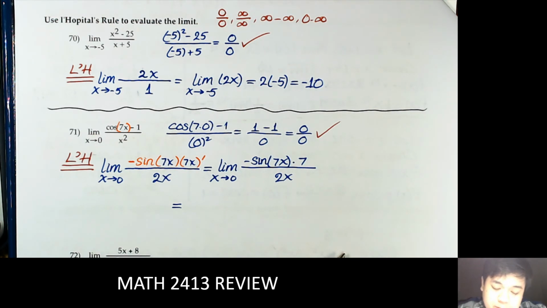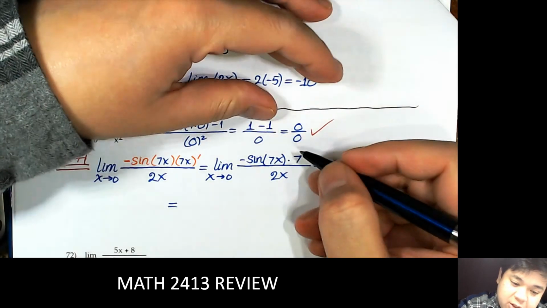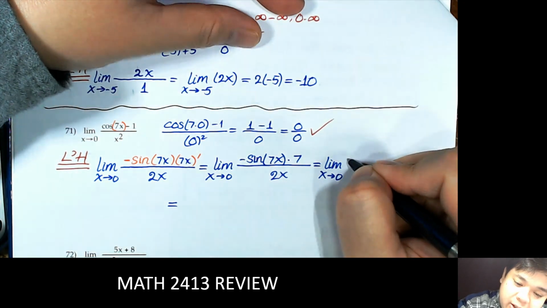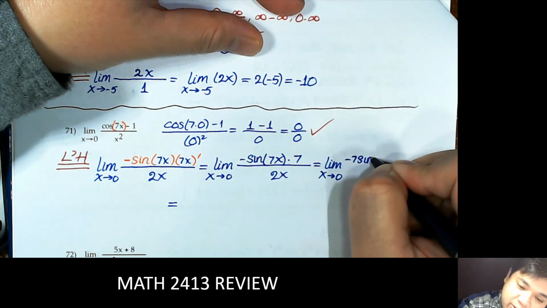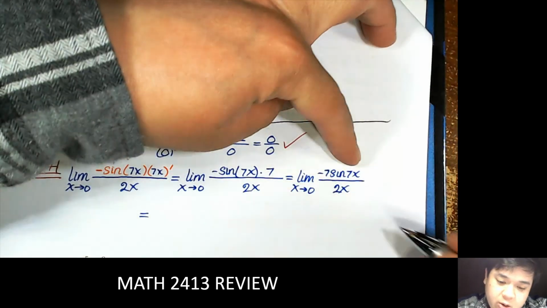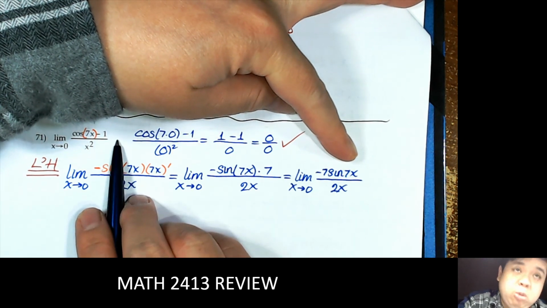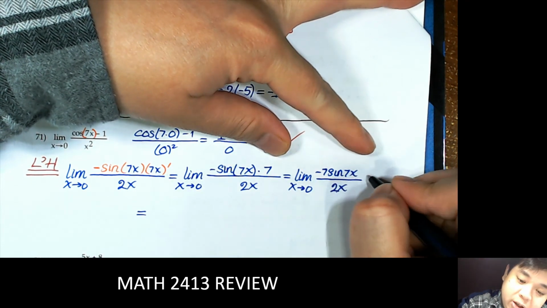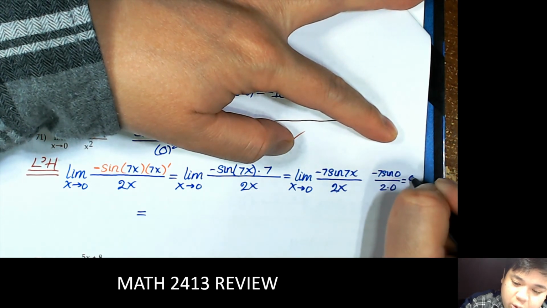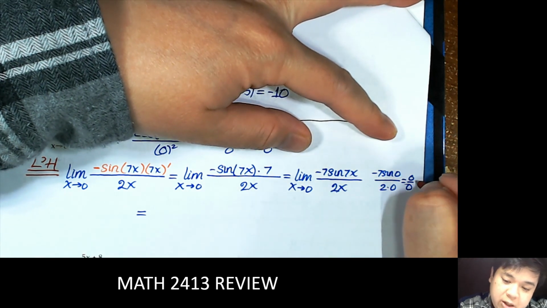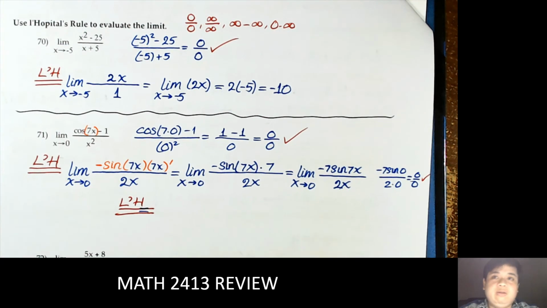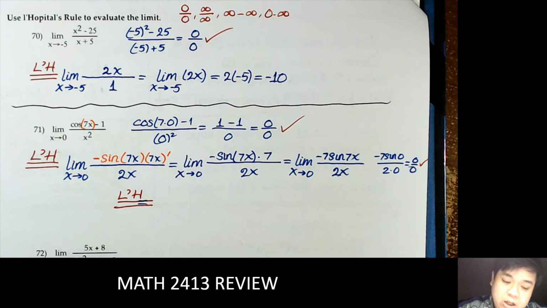Right. I don't have the space here, so let's just write limit x goes to 0 of negative 7 sine of 7x over 2x. Now if we put in 0 again, so remember I don't write the equal sign here yet. Put in 0, we have negative 7 sine of 0 over 2 times 0. That is 0 over 0, which is also indeterminate. So we keep using the L'Hopital rule. As long as we still have indeterminate form, we still use the L'Hopital rule.